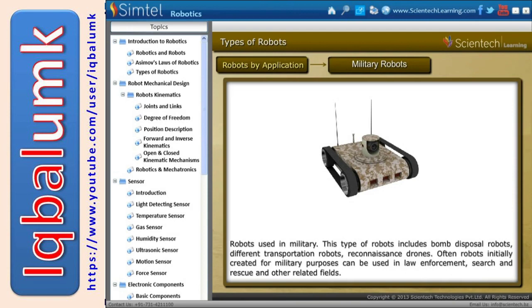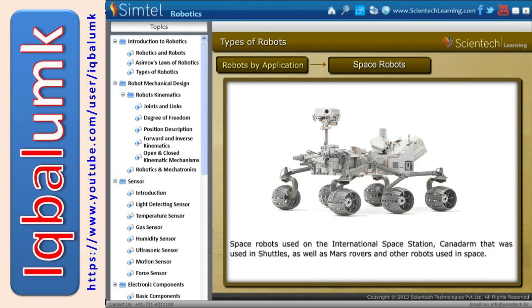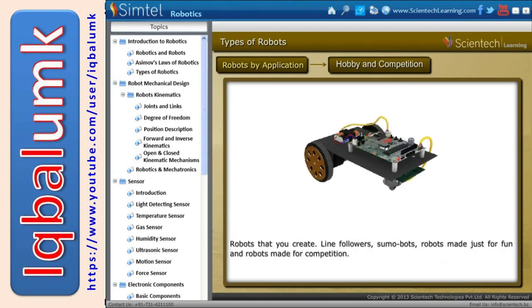Next is space robots. Space robots include those used on the International Space Station, Canadarm, that was used in shuttles, as well as Mars rovers and other robots used in space. Another type is hobby and competition robots. These are the robots that you create, such as line followers, sumo bots, robots made just for fun and robots made for competition.